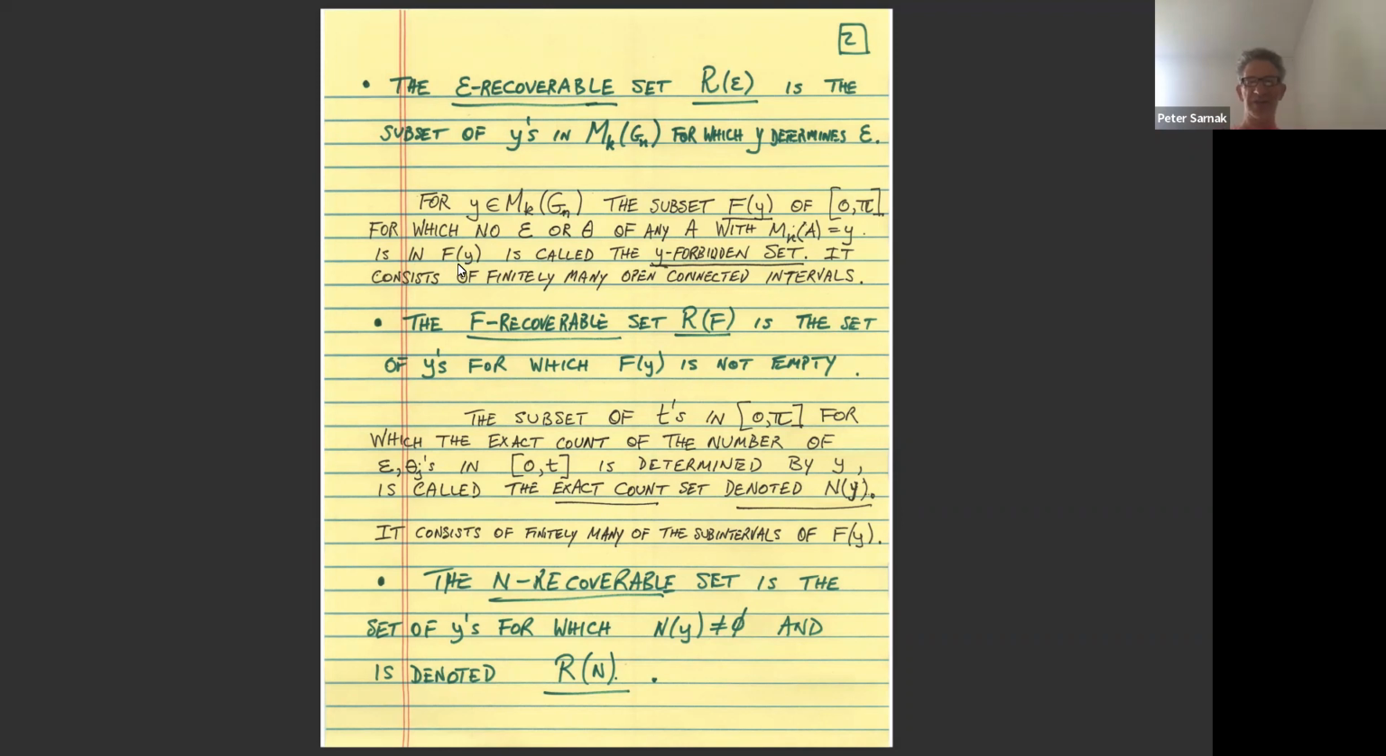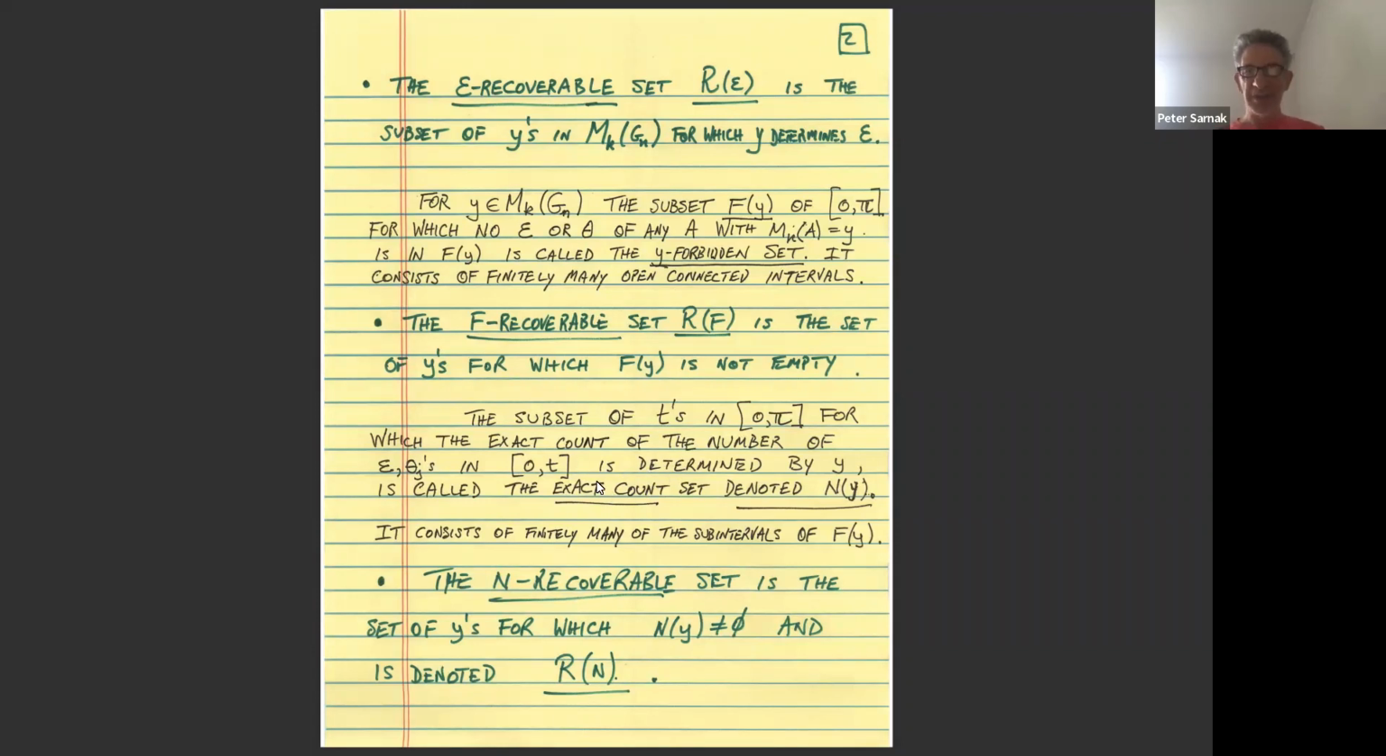So capital F of y is this forbidden set, and we're trying to understand it: the bigger the forbidden set, the more information we have. Our enemy is that the forbidden set is basically empty, and we can learn nothing. That is if we have too few moments. So the F recoverable set is the subset of points y in the moment space for which F of y is non-empty, for which we actually recover some information. In other words, the forbidden set is non-empty. We'll see that that consists of a finite number of intervals from the analysis that I'm about to give you.